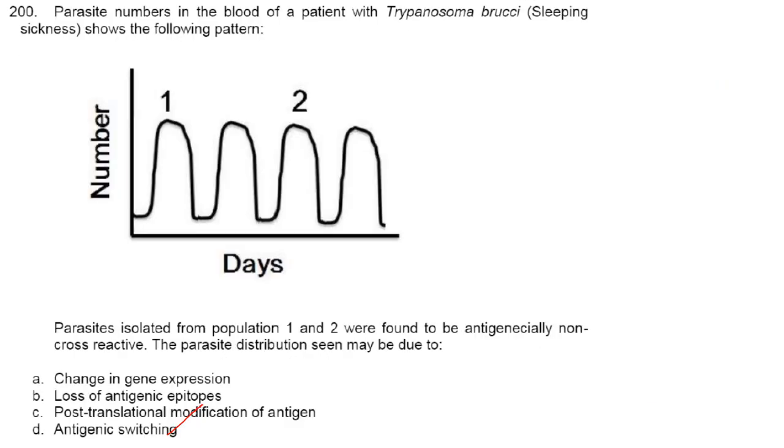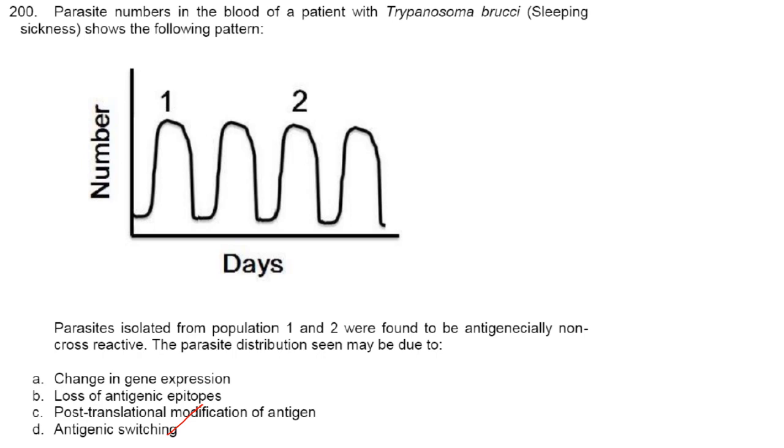Then next one. Parasite numbers in the blood of a patient with Trypanosoma brucei, that is sleeping sickness, show the following pattern. Parasites isolated from population 1 and 2 were found to be antigenically non-cross reactive. The parasite distribution seen may be due to. So it may be due to antigenic switching. Answer is option D. And antigenic switching is the alteration of a microorganism's surface antigen through genetic rearrangement to elude detection by the host immune system.